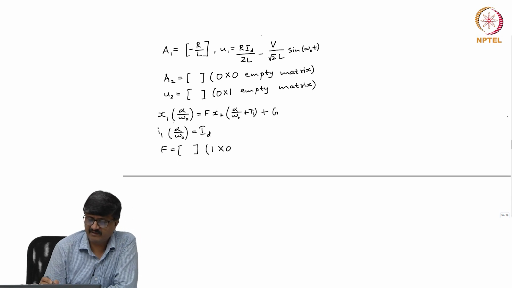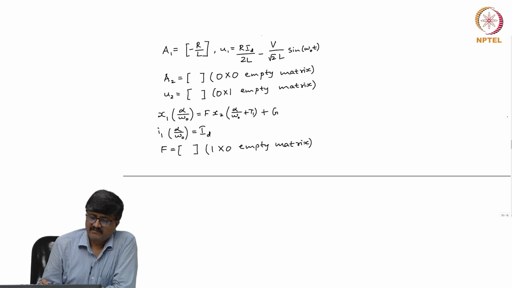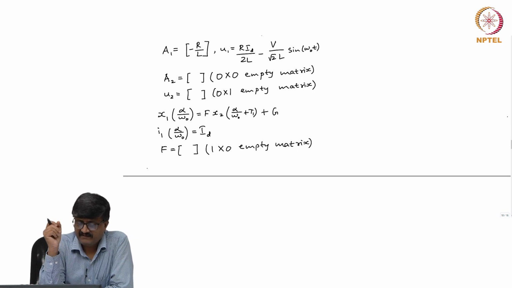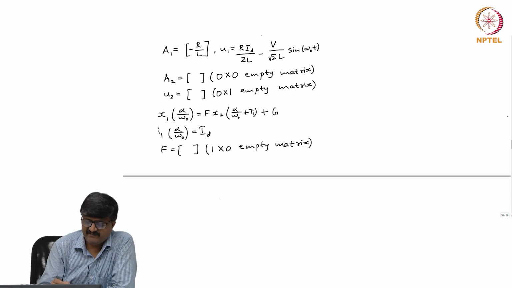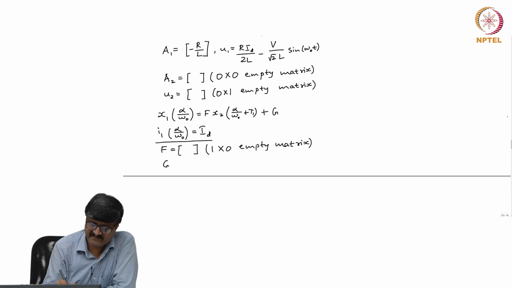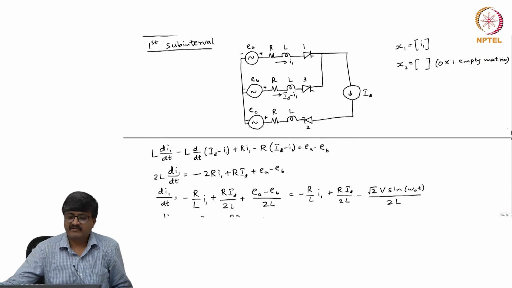So, from the size of x1 and x2, I can find the size of F. So, since F is an empty matrix, x2 is also an empty matrix, the product F x2 is actually a 1 cross 1 matrix which is equal to 0. So, what remains on the right hand side is G, which is nothing but from the equation I1 at alpha by omega equal to Id, I get G equal to Id. So, this is for 2 and 3 valve conduction mode.